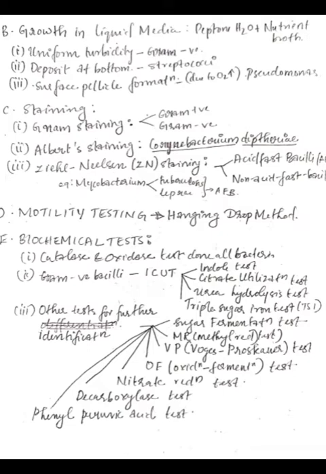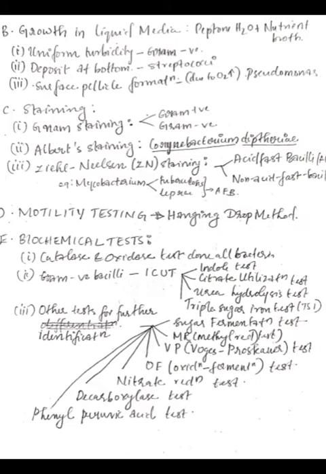Okay. Next one, staining. Staining is mainly of three types. First is Gram staining, with which we can differentiate bacteria as gram positive or gram negative. It is applicable to most bacteria. Second one, Albert staining. It is used to stain specifically Corynebacterium diphtheriae. And third one is the Ziehl-Neelsen staining. It is used to differentiate between acid-fast bacilli and non-acid fast bacilli. Mycobacterium tuberculosis and Mycobacterium leprae are both acid-fast bacilli, and they can be identified by this Ziehl-Neelsen staining. So staining: Gram staining, Albert staining, Ziehl-Neelsen staining.